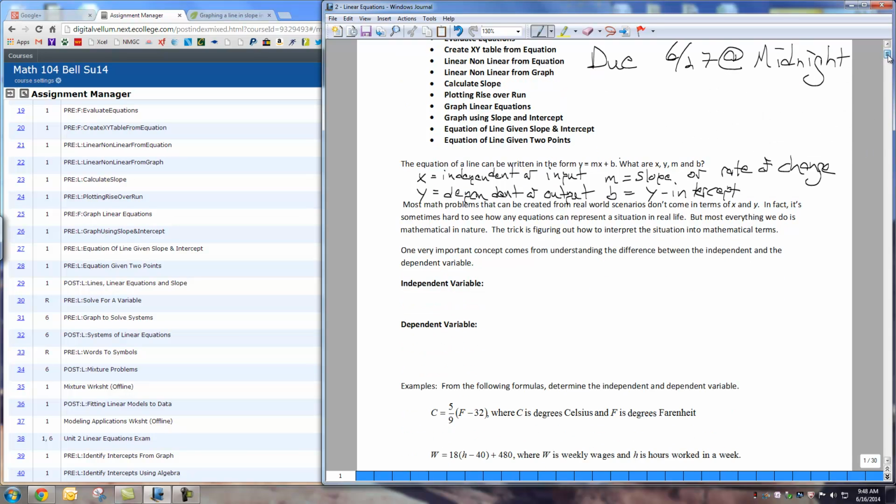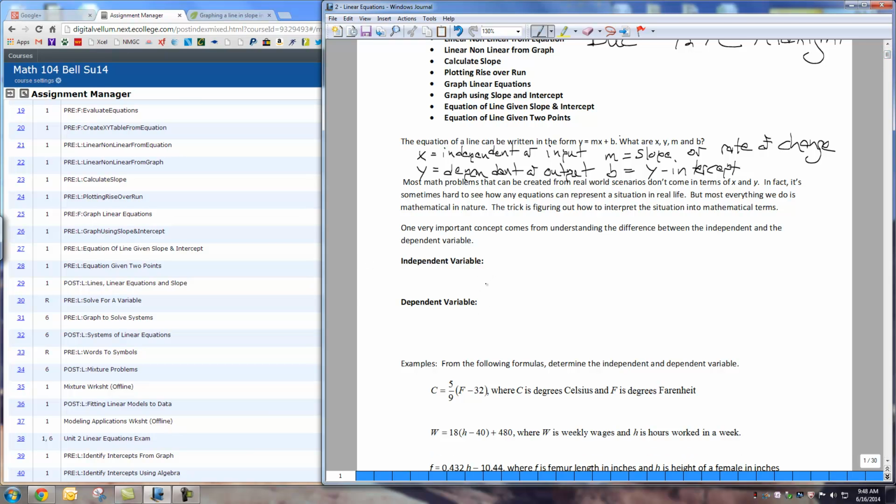So the independent variable is the input, okay? Almost always the x-axis. And the dependent variable is the output. Almost always, well, there's only a few cases where it's not. So for the mathematics you guys are going to do, the output is always the dependent variable and the input is always the independent variable.